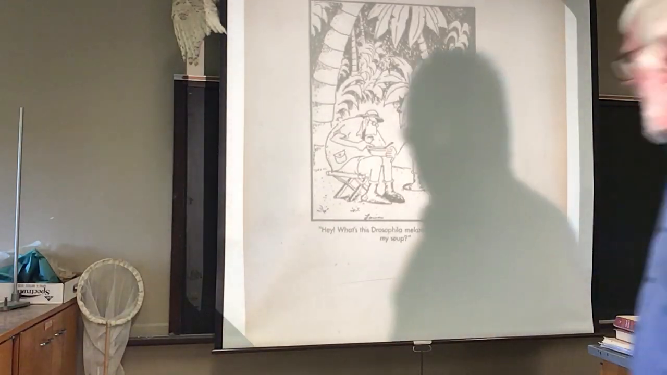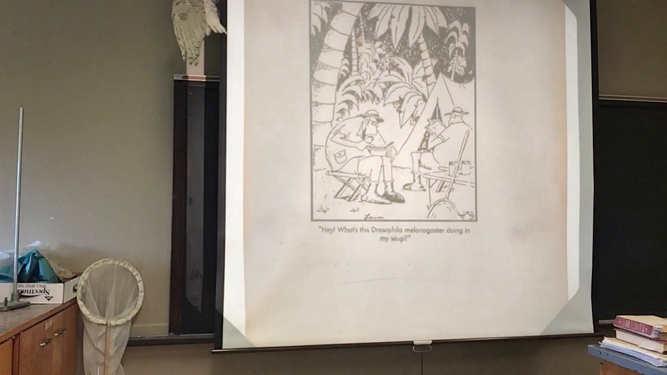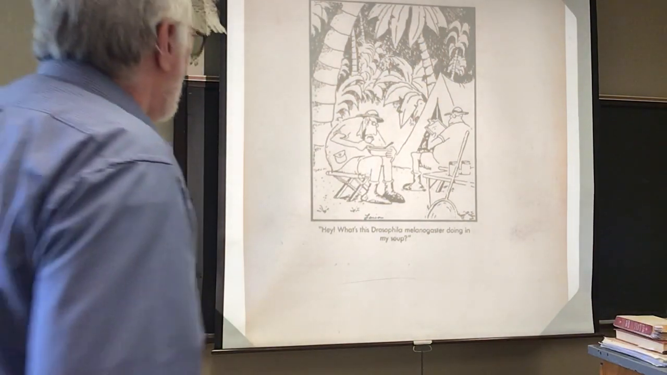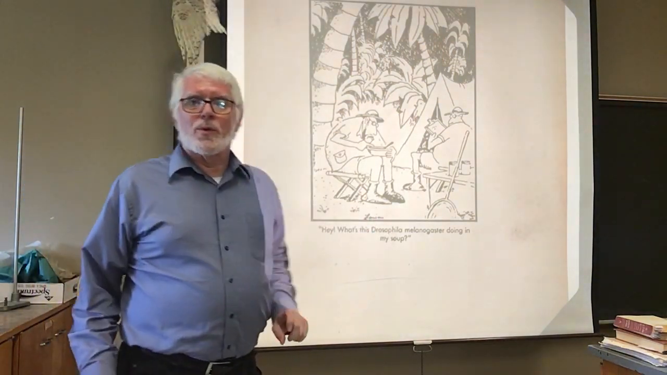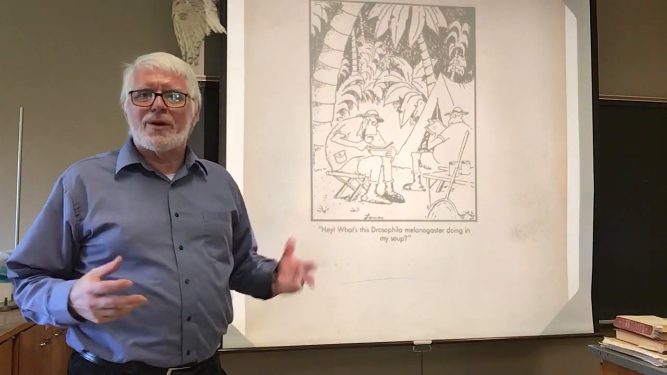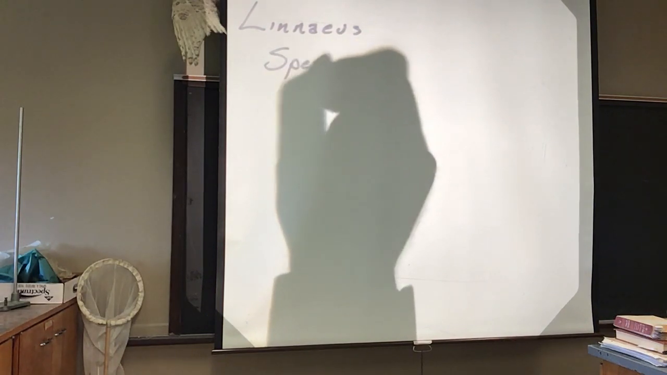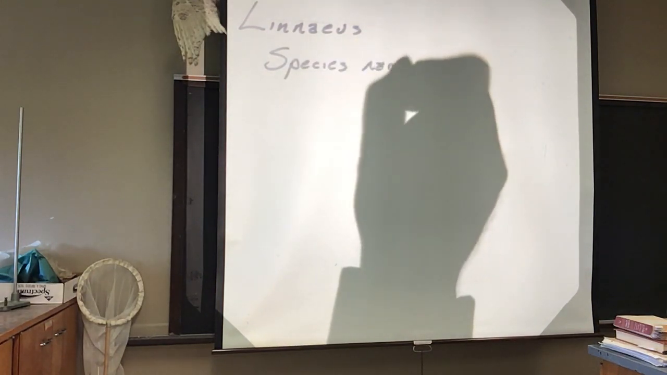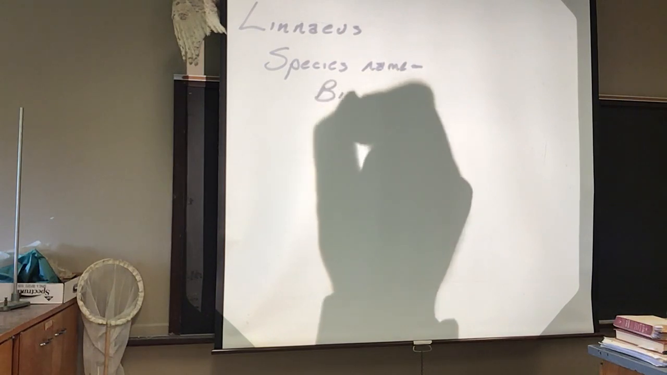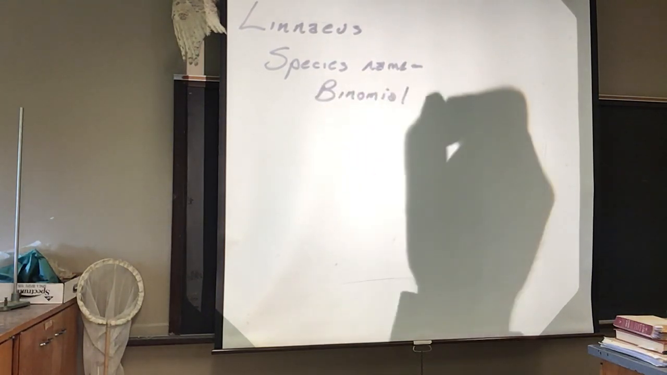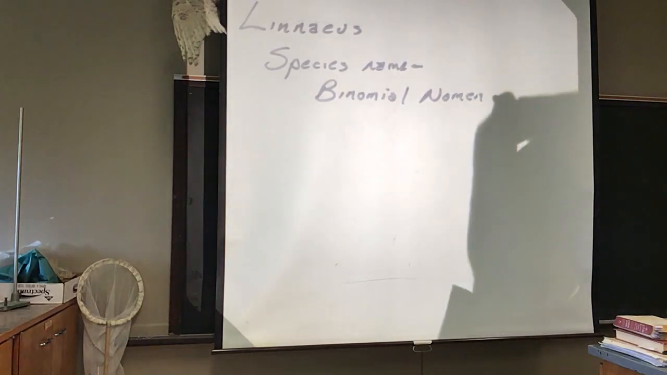Here's another one where it goes, hey, what's this Drosophila melanogaster doing in my soup? It's a fruit fly. They've broken one of the rules here. Different editors don't necessarily know the science rules, so they break them. You see these rules broken all the time. But let's see what the rules are. So we've got Linnaeus and species names done according to binomial nomenclature.